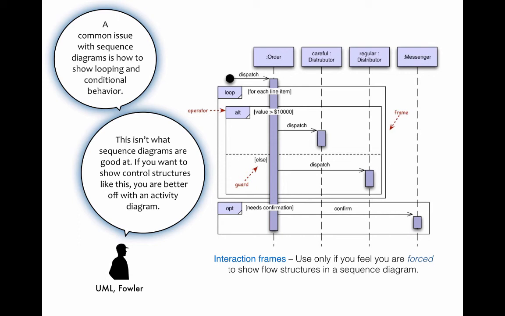However, I tend to agree with Fowler here. This is really not what sequence diagrams are good at. The activity diagram, on the other hand, excels at showing alternative behaviors. So you're much better off using that diagram when you want to illustrate control flow through your program.